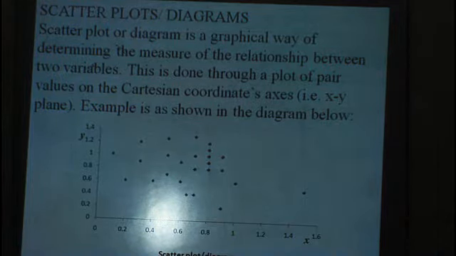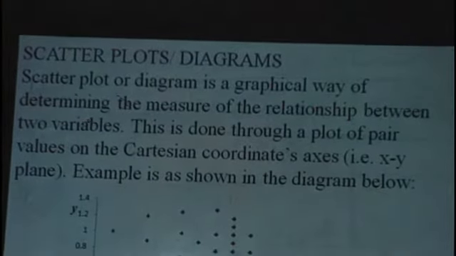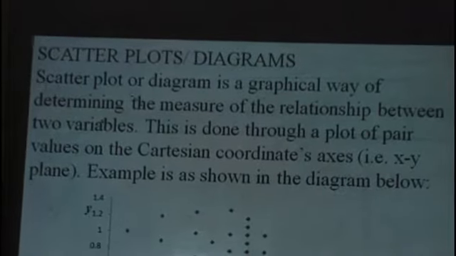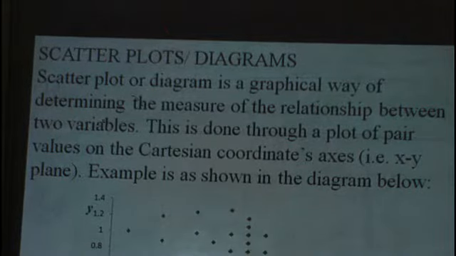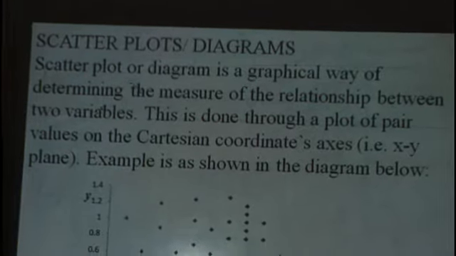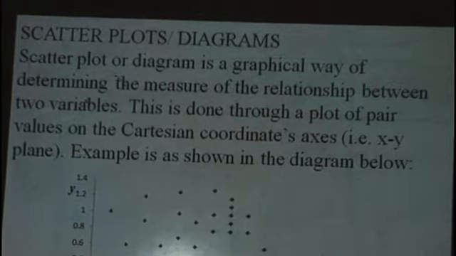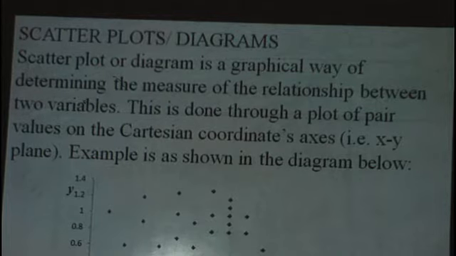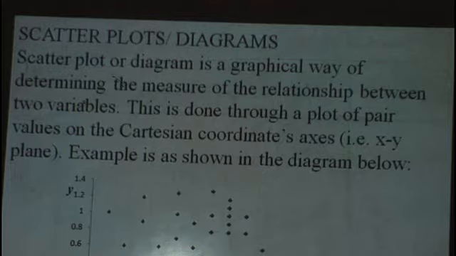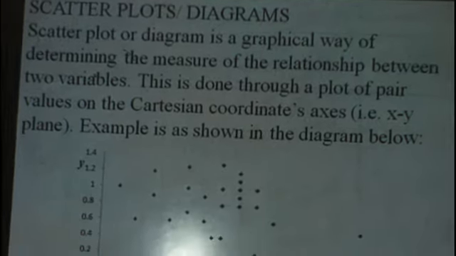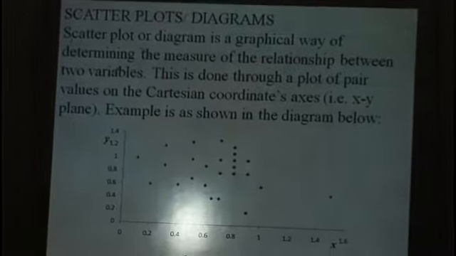Now let's start with one of the techniques involved, and that's what we call the scatter plot, or scatter diagrams. A scatter plot or diagram is a diagrammatic way of determining whether a relationship exists between two variables or not. And this is normally done by plotting a pair of values in the Cartesian plane, as shown in the diagram below.